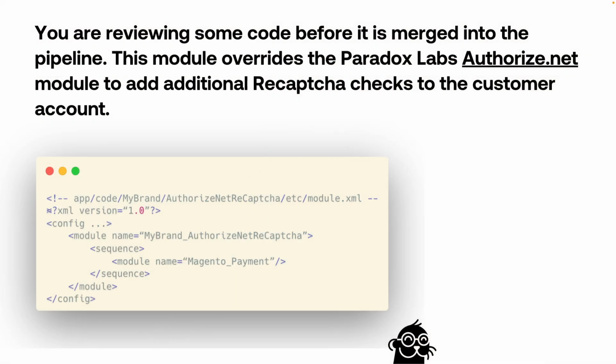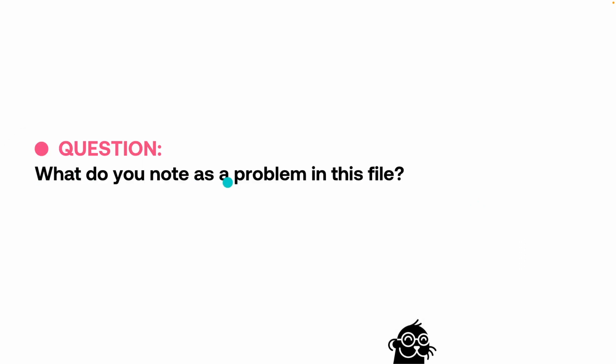So this is the code that we see, and I think it'd be wise to look through it and see what we might want to add or remove. We have our config element here, module name, sequence. All of this, I would say, looks fairly decent. Now, let's take a look at the question. What do you note as a problem in this file?